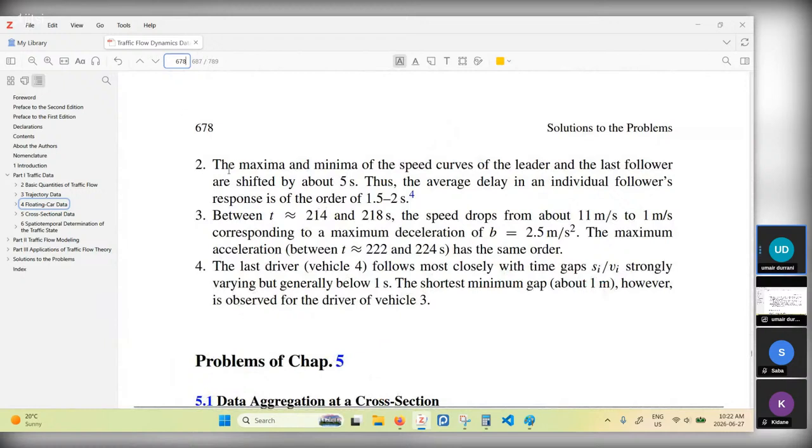The maxima and minima of the speed curves of the leader and the last follower are shifted by about 5 seconds. So they've looked at the leader and the last follower. Thus, the average delay in the individual follower's response is of the order of 1.5 to 2 seconds. So I have not looked at the last follower. I've only looked at the consecutive followers, the consecutive pairs, and there we see that's about 1.5 to 2 seconds.